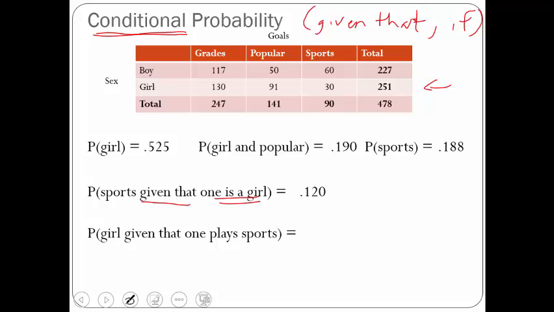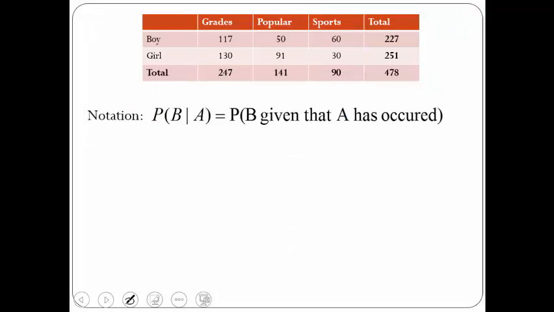All right, one more look at it. Girl given that one plays sports. So this time, and I'll do a slightly different color, we know that we're picking out of the people that enjoy sports. And so there are 30 out of this group that are girls. So 30 out of the 90, or about 1/3. So the idea with this conditional probability is the probability of B given that A has occurred. So you see that vertical line, that basically means given that, or if. So that's a conditional probability.